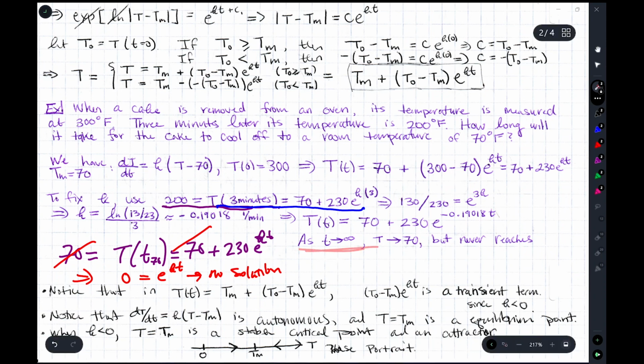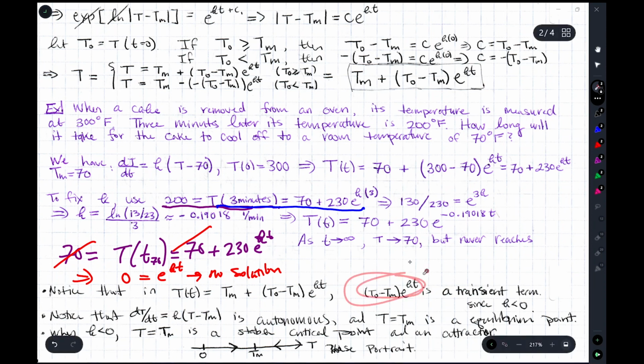But we do have that it asymptotically approaches it. This goes back to the autonomous differential equations. This is an autonomous differential equation. And so you never quite approach the equilibrium solution of temperature equals 70. So if we start with a temperature of 70, it just stays there. This is an equilibrium solution. It's an attractor. You could see that from the phase portrait that I draw here. You can see that the phase lines move towards the Tm. It's an attractor and it's stable.